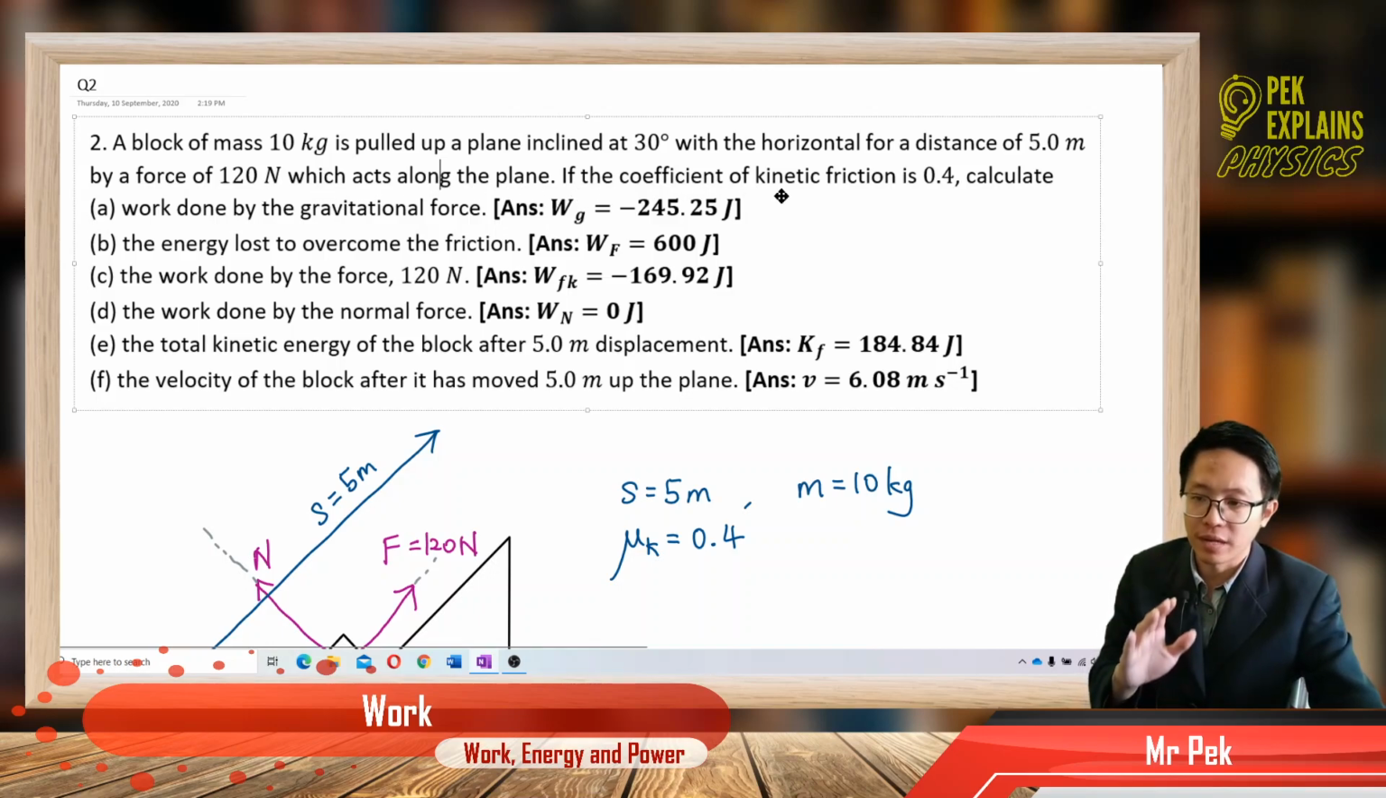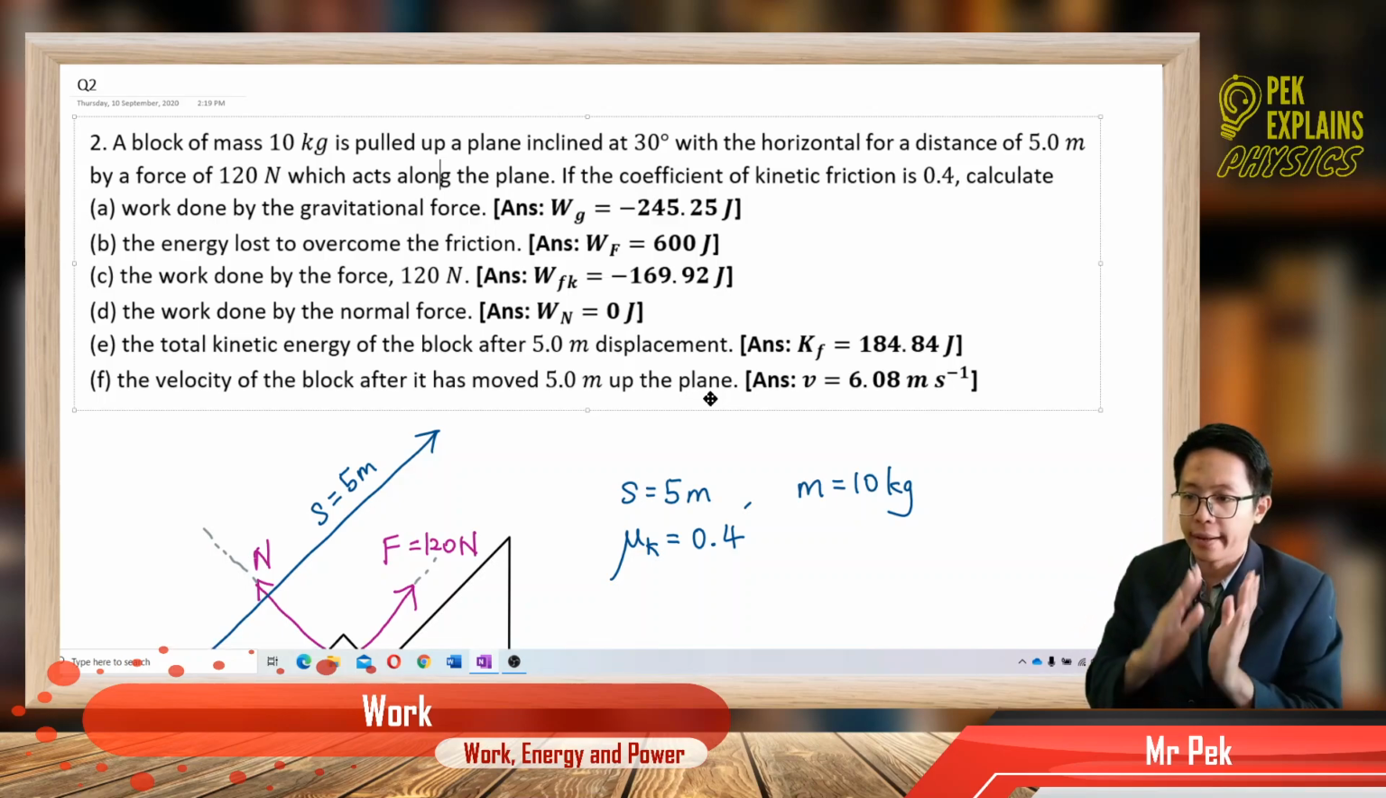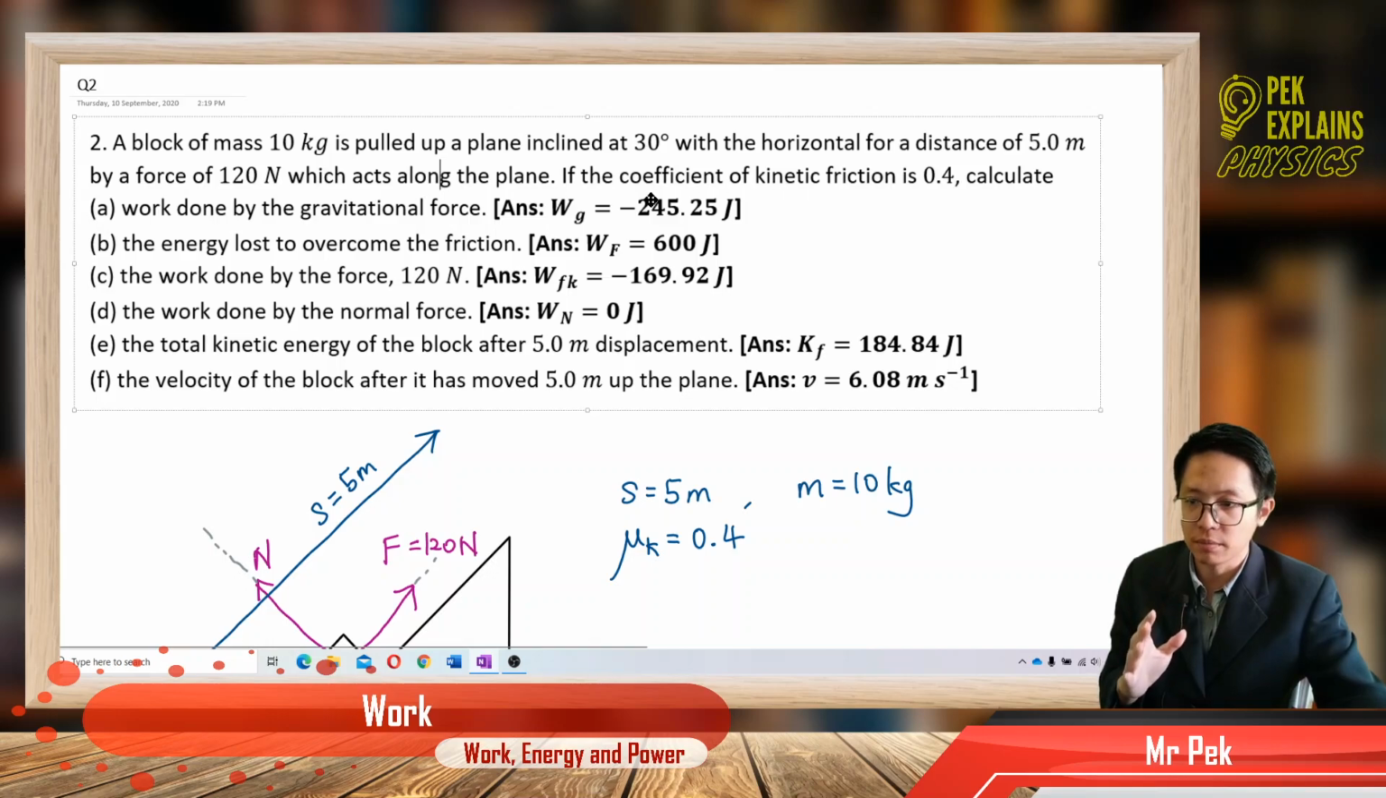If the coefficient of kinetic friction is 0.4, calculate the work done by the gravitational force, the energy lost to overcome the friction, the work done by the force 120 Newton, the work done by the normal force, the total kinetic energy of the block after 5-meter displacement, and the velocity of the block after it has moved 5 meters up the plane. Basically this is a block on an inclined plane, and that plane is a rough surface because it gives us the coefficient of kinetic friction.